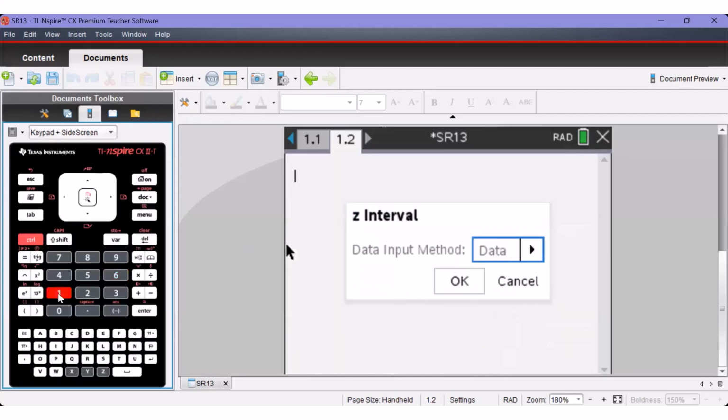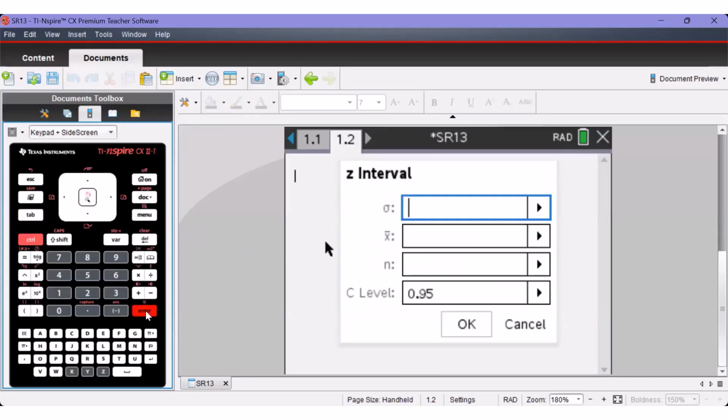We've got a choice here of using data or stats. If I arrow to the right with the navigation pad, arrow down, choose stats, press Tab to highlight OK, and press Enter. And what we can do is use the stats that have been stored when we performed the one variable statistics calculation in part A to find the sample mean.